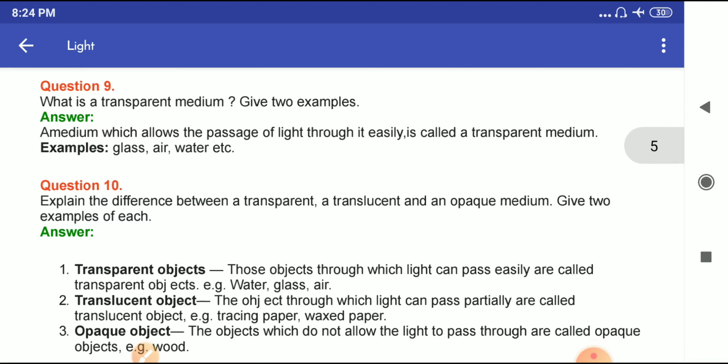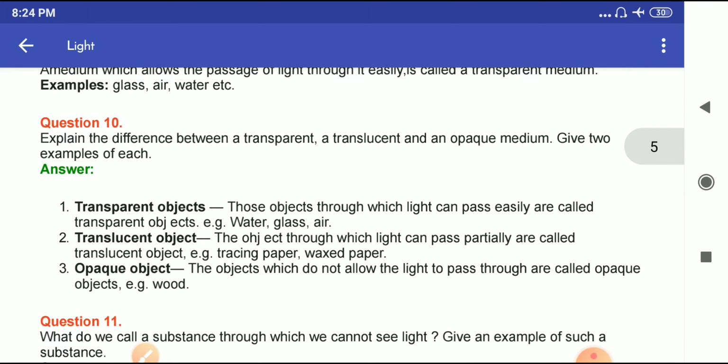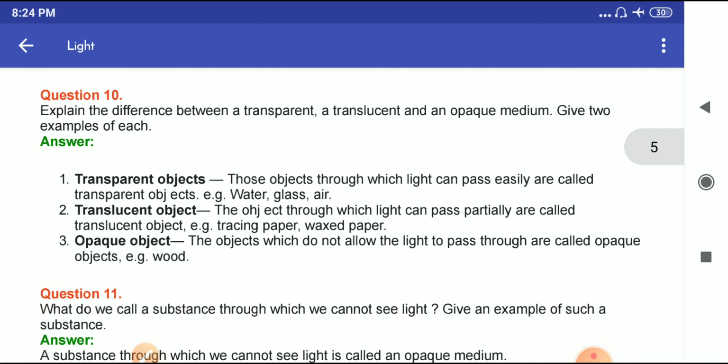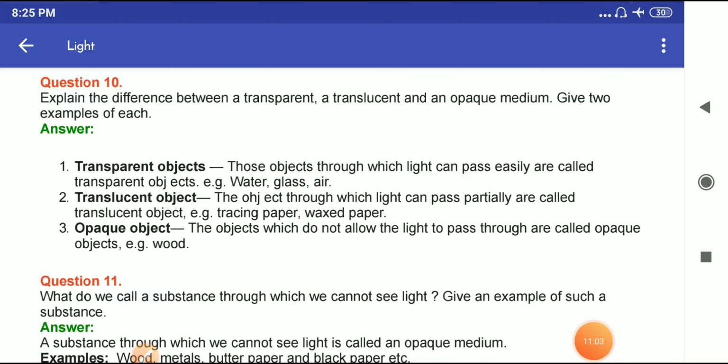Now, what is a transparent medium? Give two examples. A medium which allows the passage of light through it easily is called the transparent medium. For example, glass, air, water, etc. Explain the difference between a transparent, translucent and an opaque medium. Give two examples of each.